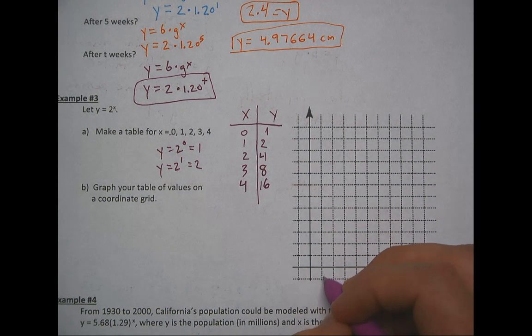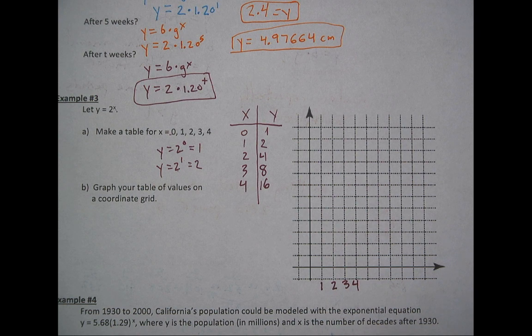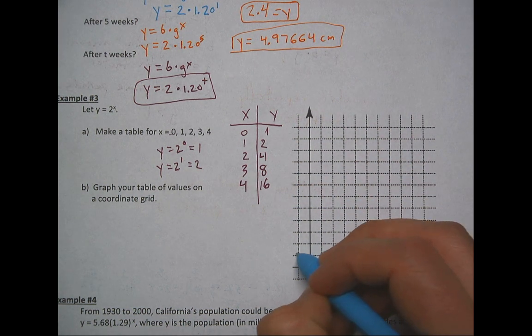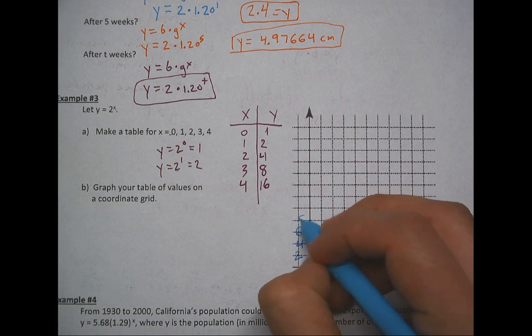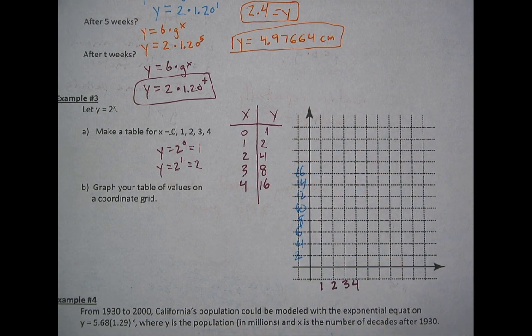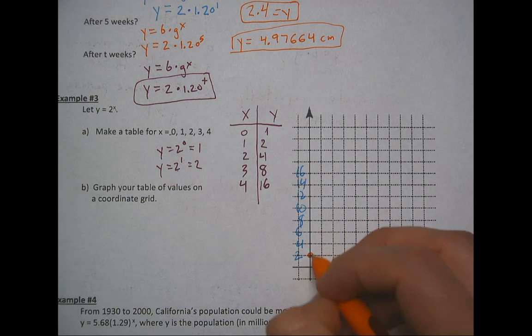So our x values, we've got 0. We want to have 1, 2, 3, 4. You could spread them out if you wanted to. And then our y's need to go all the way up to 16. Okay, that's not really going to fit on this, so let's count by 2's. 2, 4, 6, 8, 10, 12, 14. We need to go all the way up to 16. Okay, so if we're at 0, we know that y is 1.